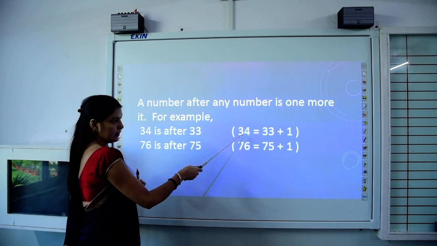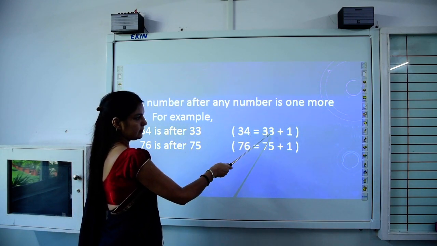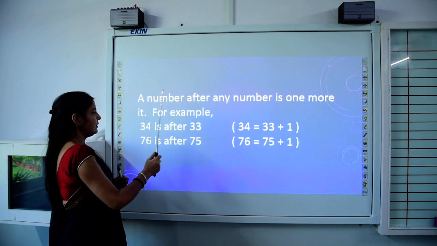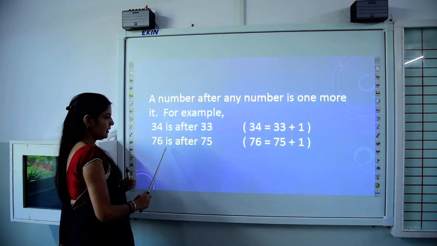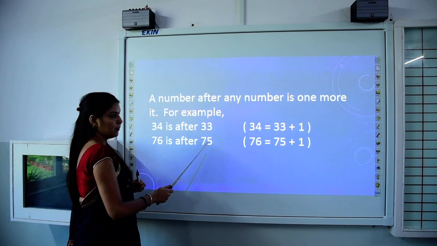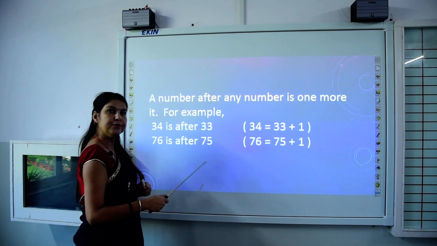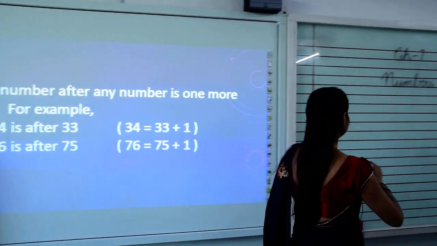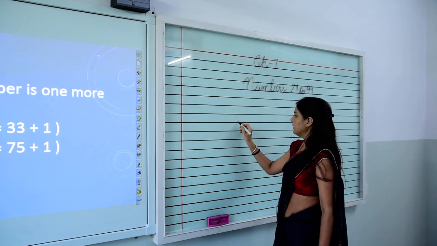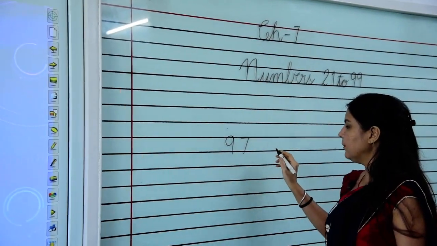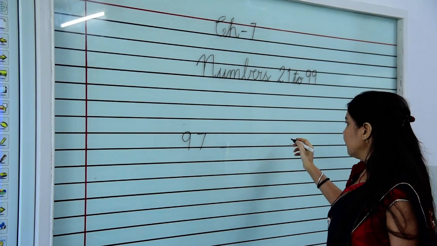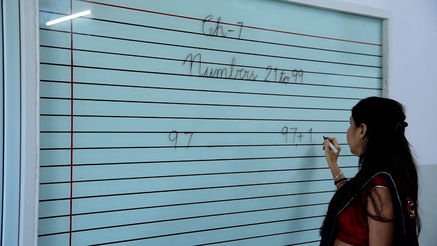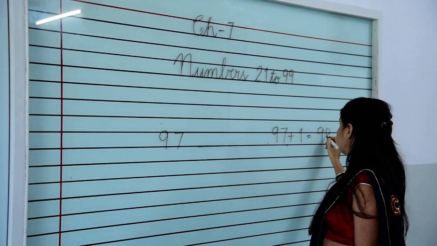Here 34 is equal to 33 plus 1. Here we are going to add 1 to 33 and we get 34. 76 is after 75 because 76 is 1 more than 75. Let's take one more example, children. Here I am writing 97. What number will come after it? So we have to add 1 to 97. What will come? 98.